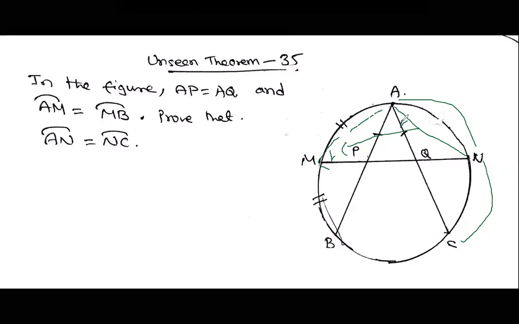So if we can prove this angle and this angle, then the opposite arc, this one, okay. So if you prove the angles equal, we can say that these two opposite arcs, they are also equal to each other. So let us go one by one.